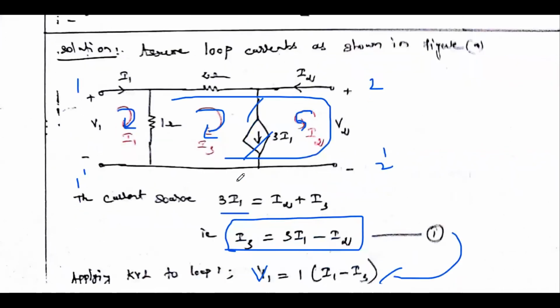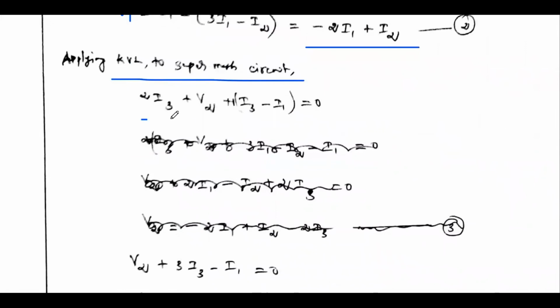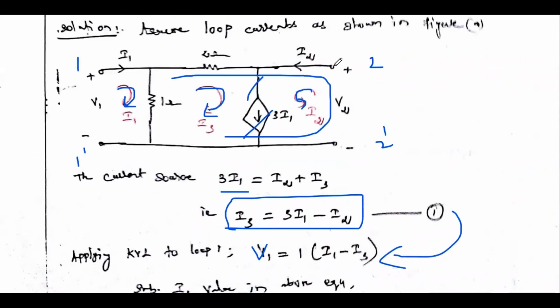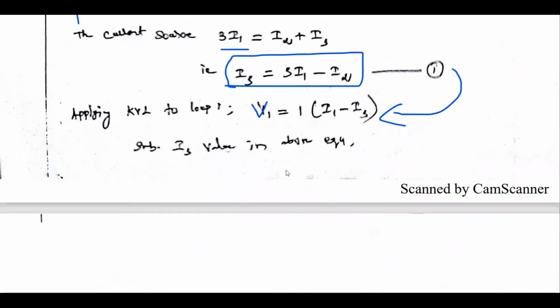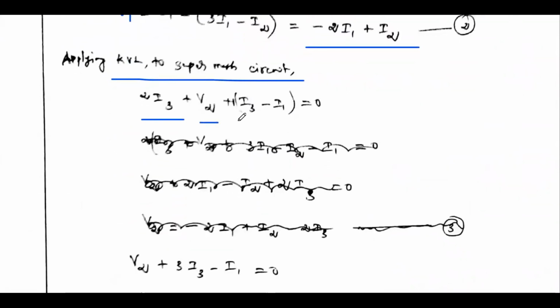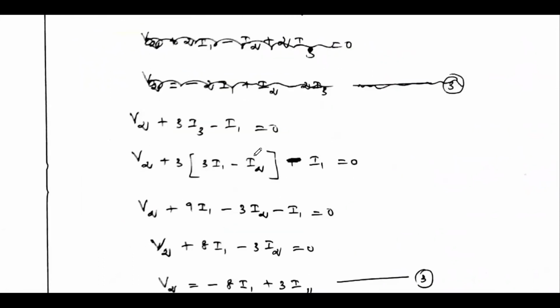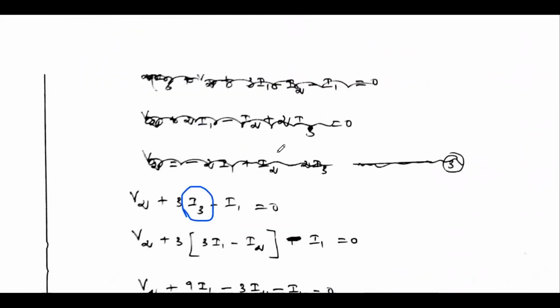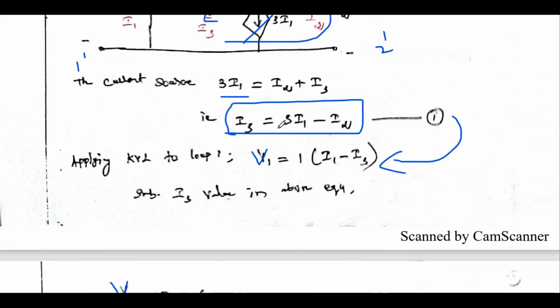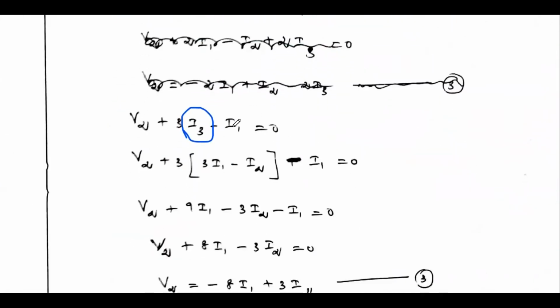So 2 into I3. Okay, if you are writing the equation, we get 2 into I3, then the voltage across these two dashes V2. So 2 into I3 plus V2 plus 1 into I3 minus I1 equals 0. From that, you just rearrange for V2. So V2 plus 2I3 plus 1I3, so 3I3 minus I1 equals 0. Now you substitute the I3 value. Where is the I3 value? We already have the I3 value in terms of I1 and I2 in equation number 1. So you just substitute this I3 value here.